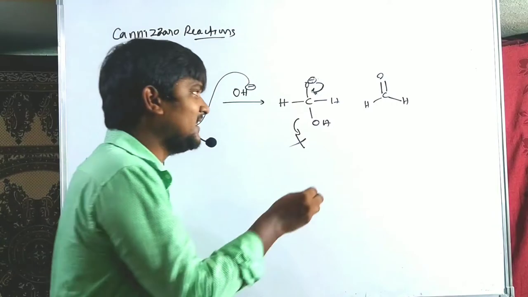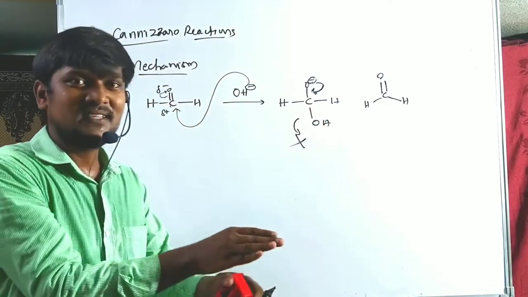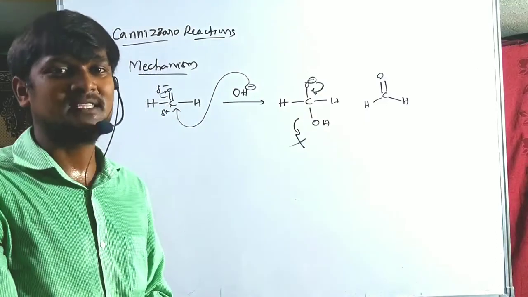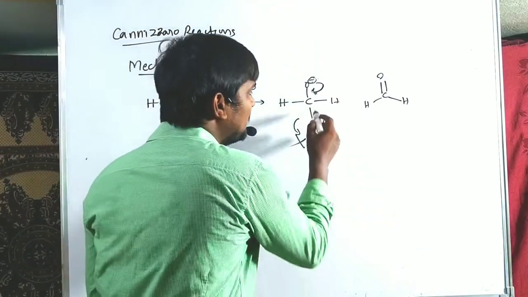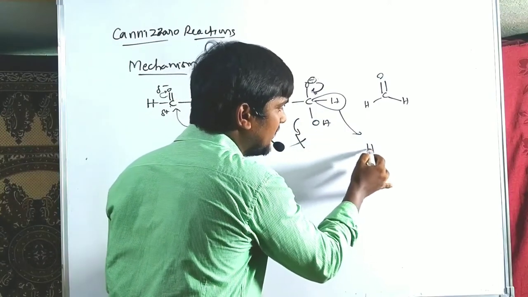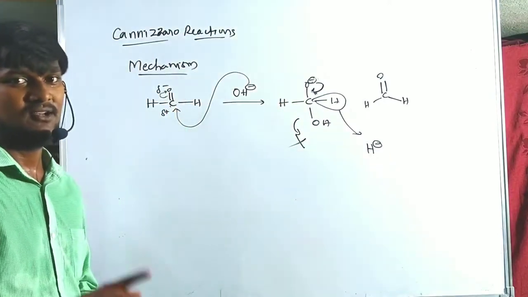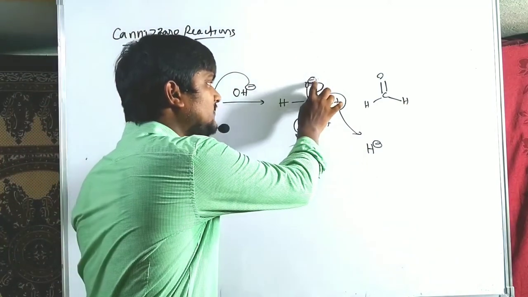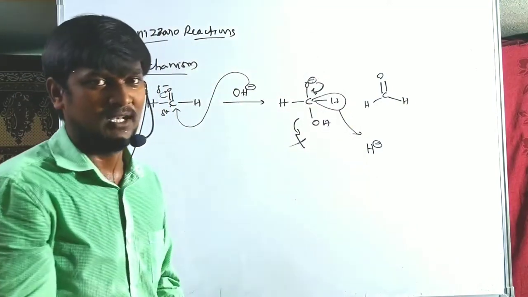That concentrated base readily attacks the electrophilic center. That's why there is no possibility of elimination of the same OH minus. So it eliminates the other part, the hydrogen, as hydride ion. Listen carefully, I will repeat my sentence again. Now here the oxyanion will return to the carbonyl compound.